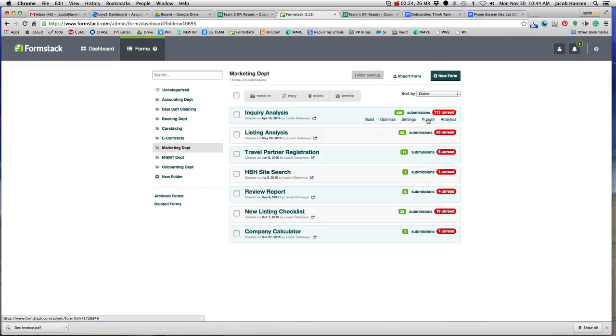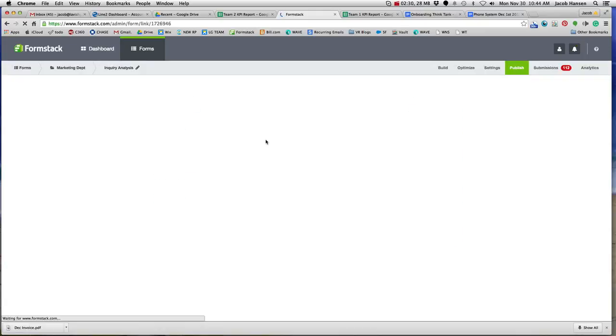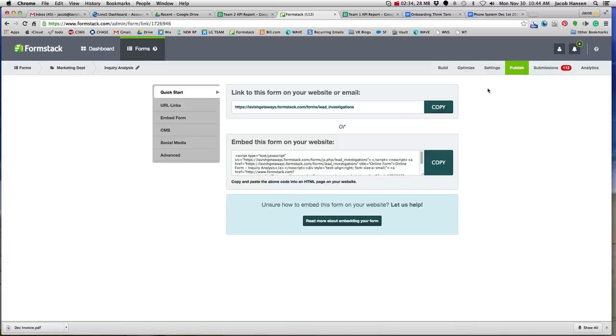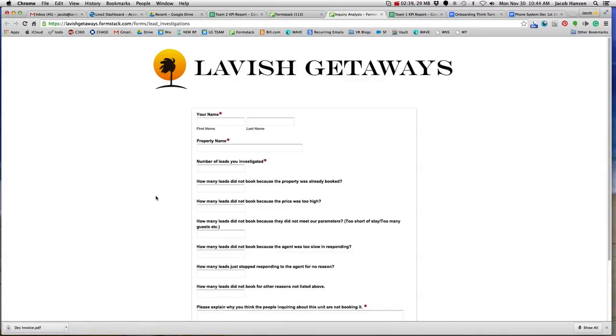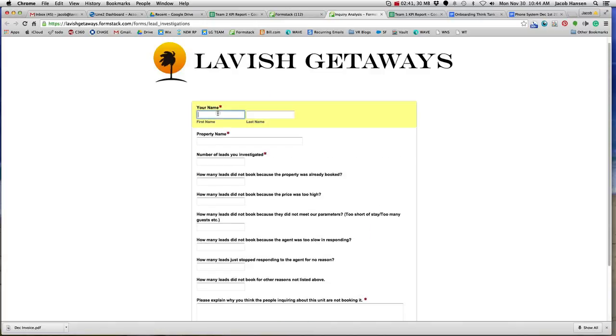So all you're going to do is go and actually open it up. You go to publish. You come into FormStack. You then go to the marketing department, and then you go to, in this case, inquiry analysis. You click on the publish page. It will give you the link. You click on the link, and then you fill out a report for it. Okay. So you put in your name, the property name, how many leads you investigated.